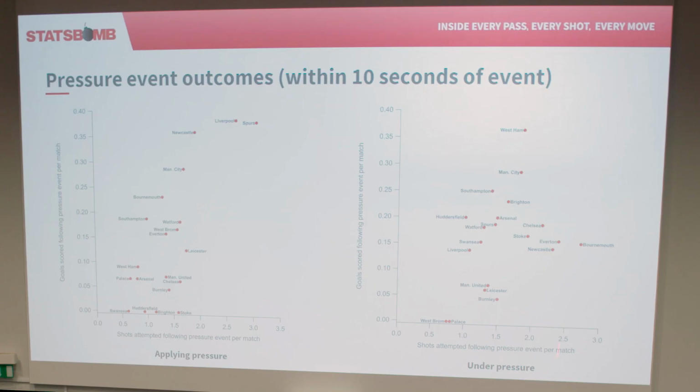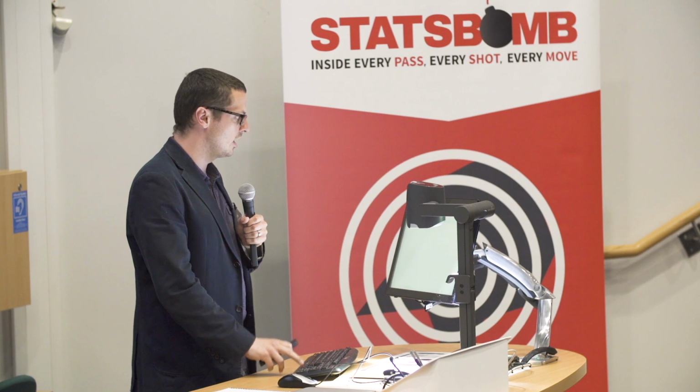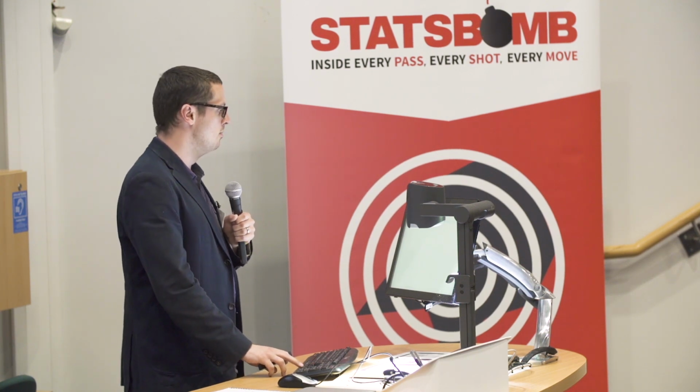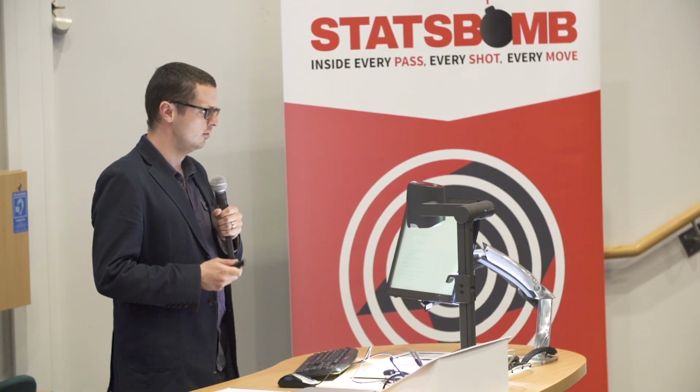And then this is the opposite of that. So teams that come under pressure, are they losing the ball and then their opponent is taking a shot? So Bournemouth conceding about 2.7, 2.8 shots a game off the back of pressure events. And West Ham are conceding a reasonable amount of goals. There's not too many games for West Ham, so maybe that's just a slightly biased sample, but something to look at with the data. So that's one way of measuring an outcome in terms of pressure.